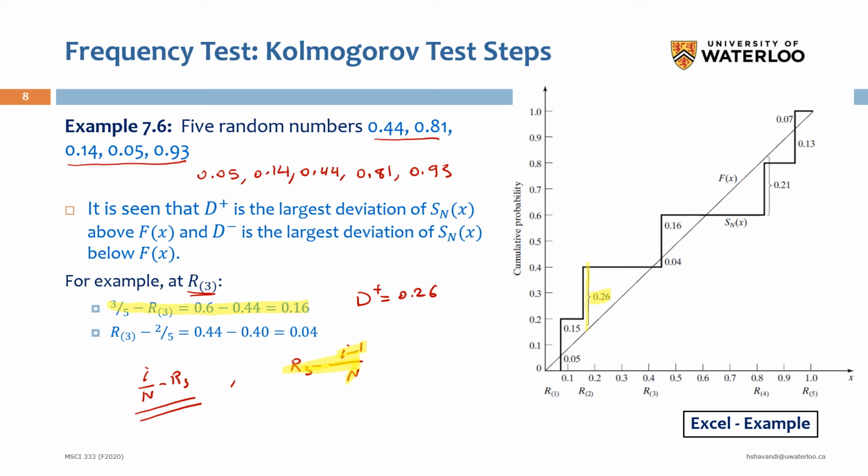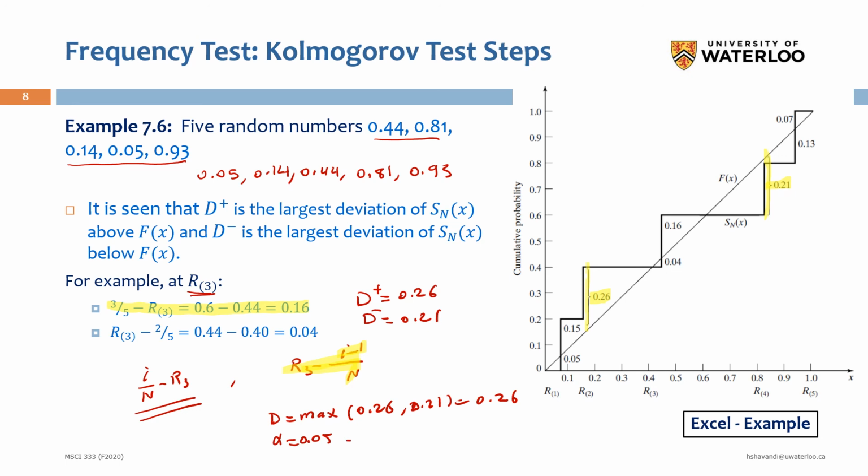And D minus is 0.21 here. So D, which is the maximum between D plus and D minus, will be 0.26. So we have the statistic here and we need a critical value. Let's say we are assuming alpha as 0.05. This means a 95% confidence level.